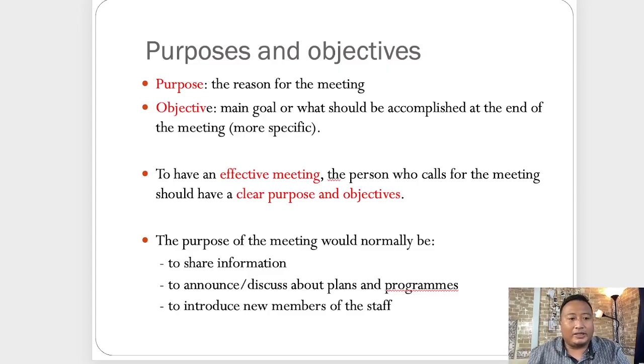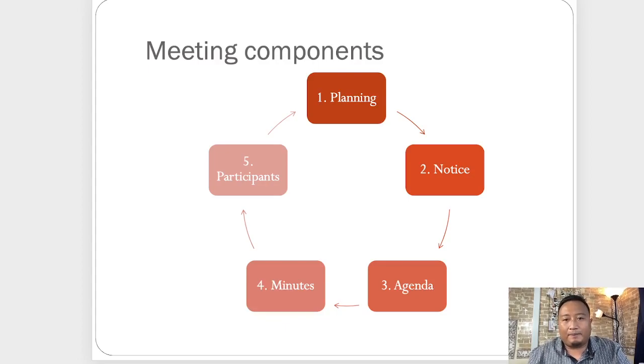Okay, this is very cliche, I don't want to share you that so much. So this is the diagram of that particular meeting. In the meeting, we do have planning, notice, agenda, minutes, and the participants.